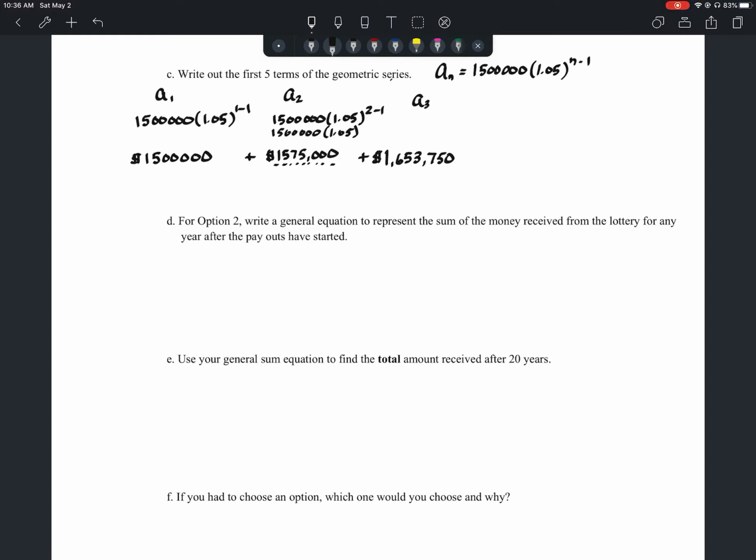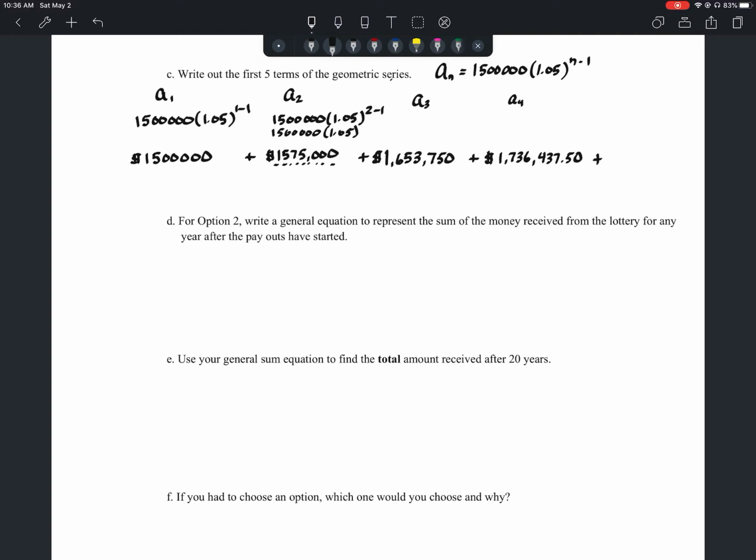If we're going to get the fourth term, we could take that value and multiply it. This would be our fourth term. Or you can plug 4 into the equation up here. Either way you want to do it. You should end up with $1,736,437.50.